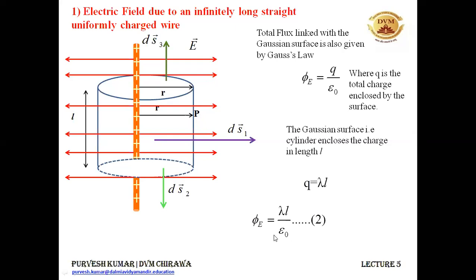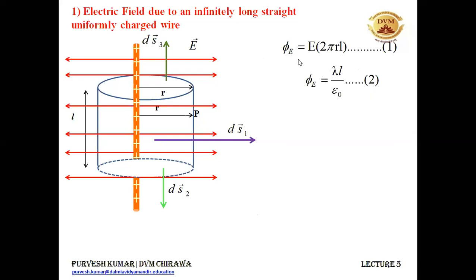So this is phi E is equal to lambda L upon epsilon naught. This is equation number 2. Equation number 1 was also phi E, equation number 2 was also phi E, so we can easily equate these. This was our equation number 1: phi E is equal to E multiplied by 2 pi RL. From Gauss's law, we have calculated phi is equal to lambda L upon epsilon naught. Just equate these, because the left hand side of both these equations are equal.